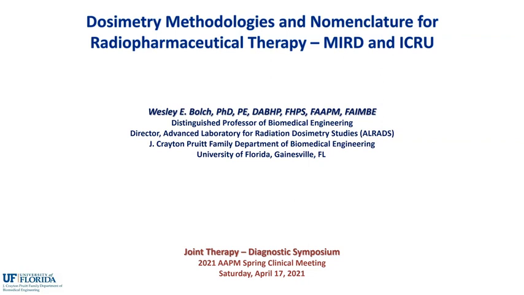I'm the first of three speakers for this Joint Therapy Diagnostic Symposium at the AAPM Spring Clinical Meeting in 2021. The first talk in this series looks at dosimetry methodologies and nomenclature for calculating patient doses in radiopharmaceutical therapy. We'll start with the general schema provided by the MIRD Committee of the Society of Nuclear Medicine, and then in the second half of my presentation we'll talk about a new ICRU report, specifically focusing on dosimetry-based and guided treatment planning for radiopharmaceutical dosimetry.